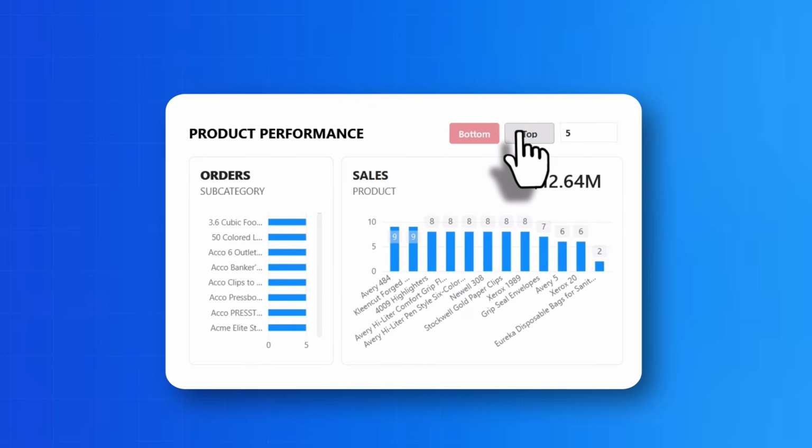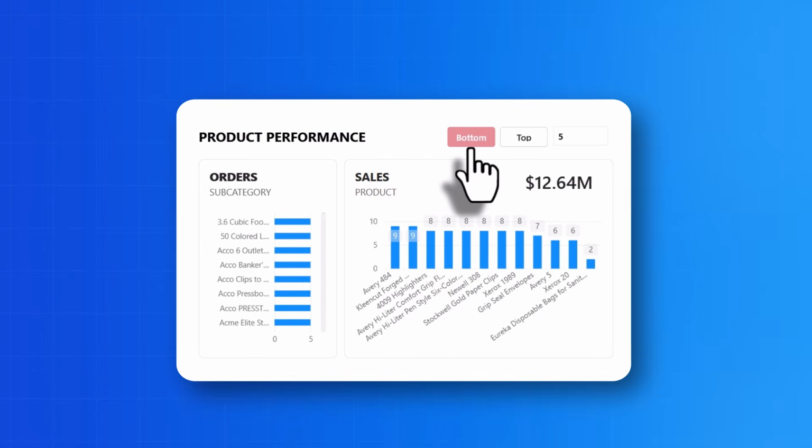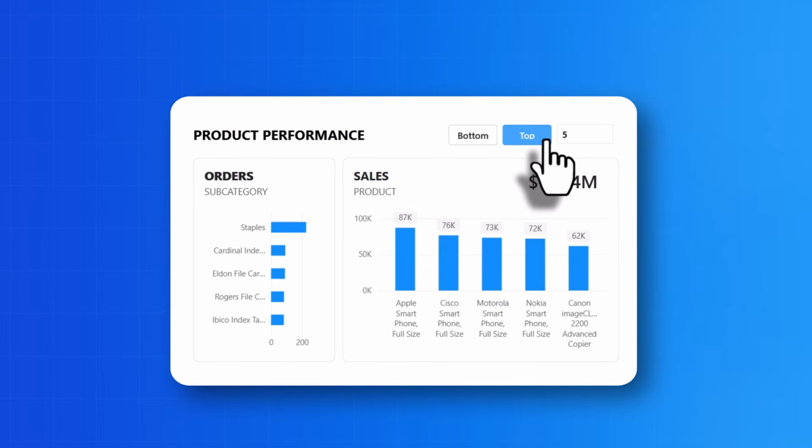What if your Power BI visuals could switch between bottom and top by simply selecting buttons and then entering the range that you want to see? Well, in this video, I'm going to show you how to build exactly that, where you can have a dynamic top and bottom selection and an input box that you can use to adjust what you see.